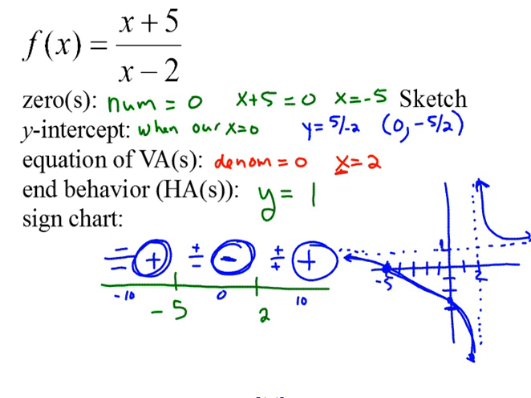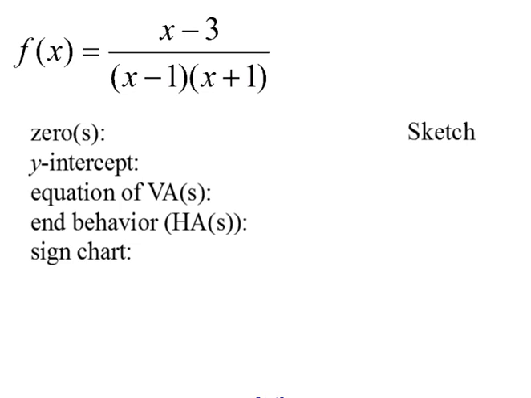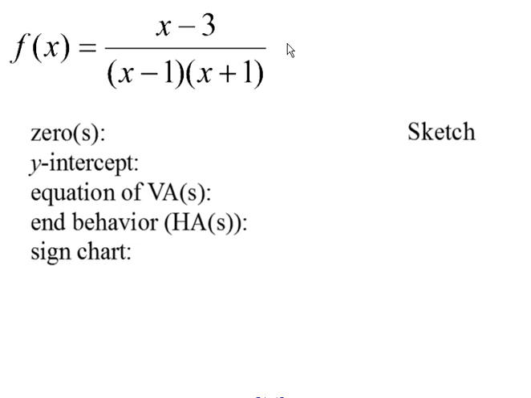Okay, let's try another one. All right, so now we have the function x minus 3 over x minus 1 times x plus 1. Zero is where the numerator equals 0. So where does x minus 3 equal 0? That's going to happen when x equals 3.